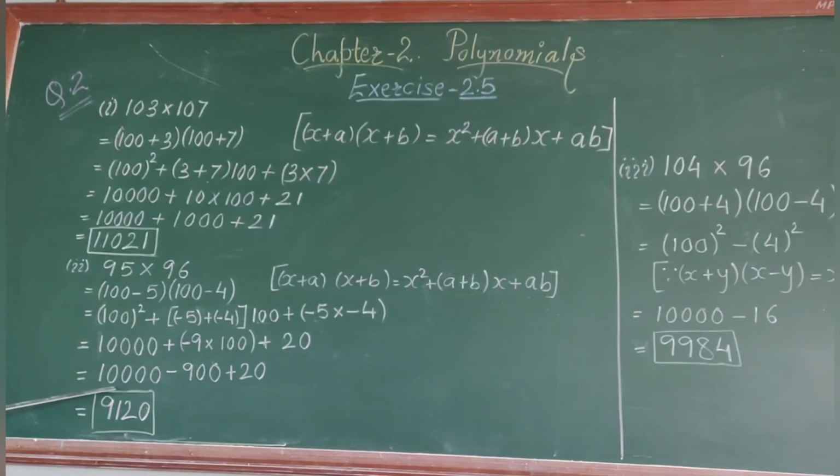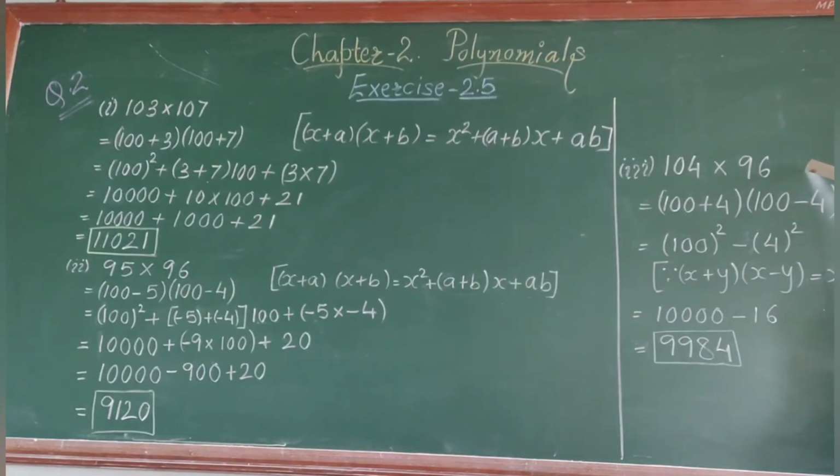That is equal to 10,000 minus 900, because minus 9 into 100 gives minus 900, plus 20. That is equal to 9,120. So the product of 95 into 96 is equal to 9,120. Now question number 3.